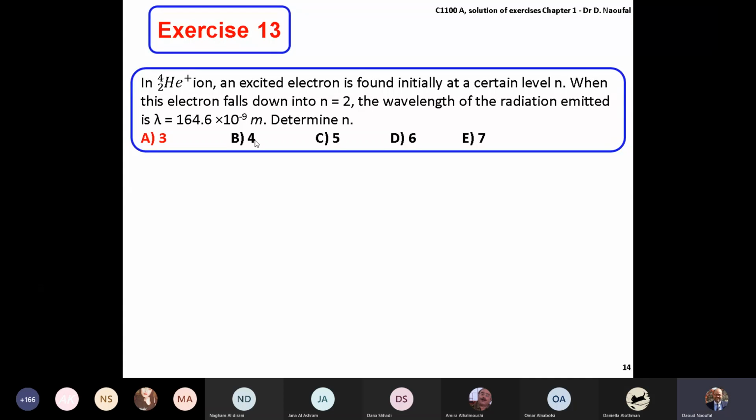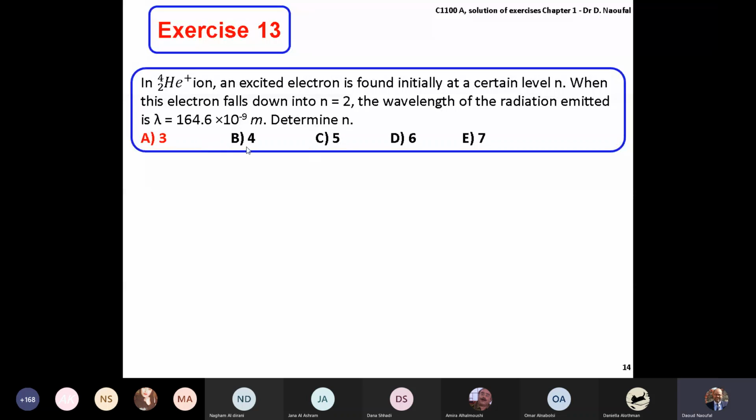In the He+ ion (Z = 2), an excited electron is found initially at level n. When this electron falls down to n equal 2, the wavelength of the radiation emitted is lambda equal 164.6 × 10^-9 meter. Determine n. First of all, n is greater than 2.